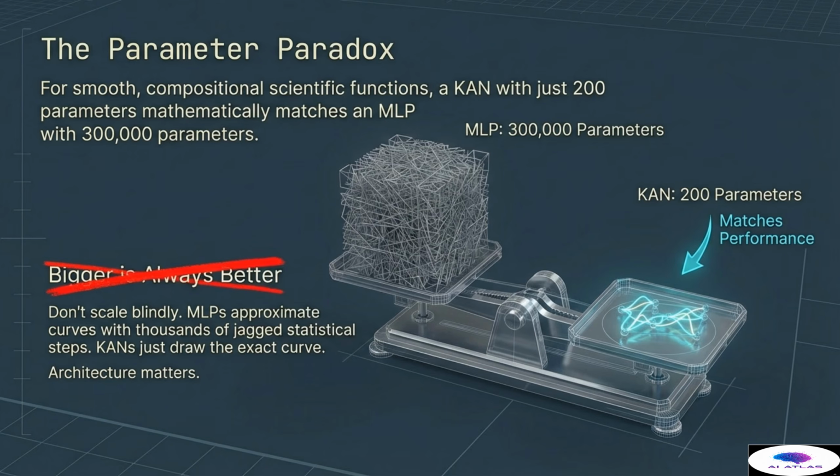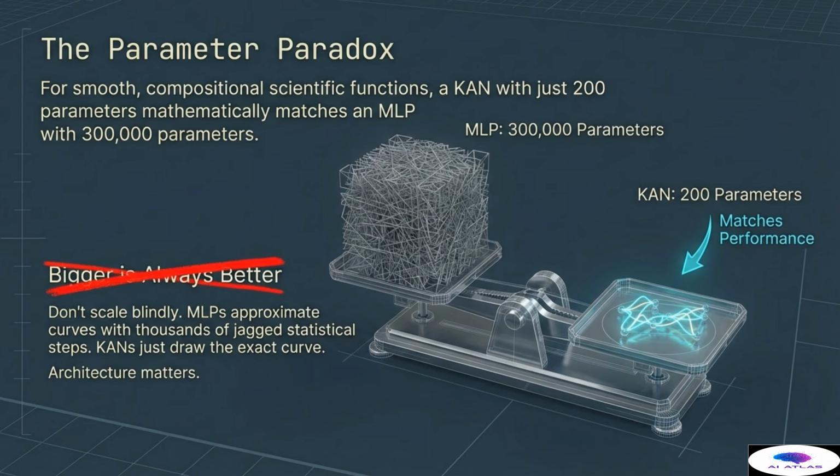For smooth and compositional scientific functions, a KAN with just 200 parameters can mathematically match the performance of an MLP with 300,000 parameters. This challenges the long-held belief that bigger is always better in the world of AI. We should not just scale blindly and hope for the best. While MLPs try to approximate curves with thousands of jagged statistical steps, KANs simply draw the exact curve using their spline-based edges. This massive difference in efficiency shows that architecture truly matters more than sheer size.